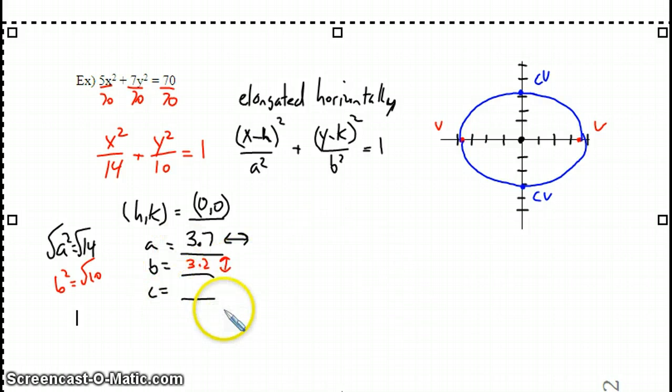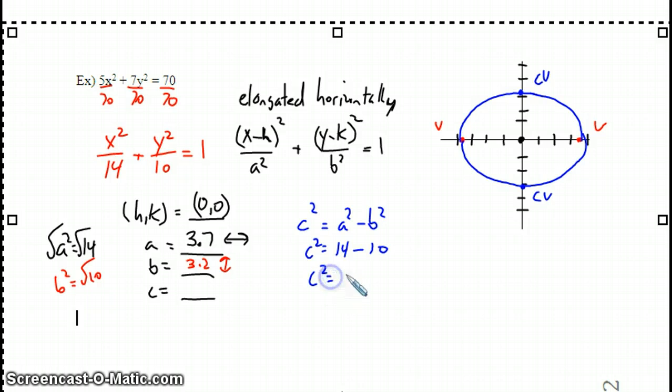We want to continue to put our c on there, though. Our c value we would find when we do c squared equals a squared minus b squared. So in this case, our a squared was 14, our b squared was 10. So I'm going to get c squared equal to 4, so I know that c is going to be 2. Because a and c go together, I know that this one is going to be going left and right. So it's got to be on the major axis, which is horizontal. So that's my focus, and that's my focus.